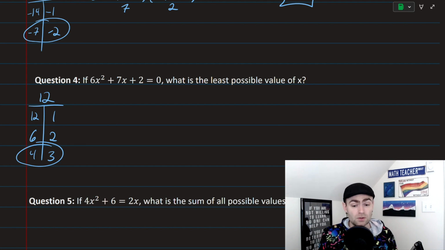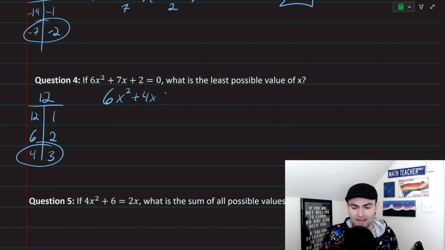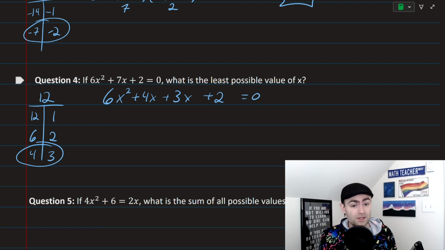So what I'm going to do is rewrite this, but instead of the 7, I'm going to split the 7 into 4x and 3x, because 4x plus 3x is 7, right? So 6x squared plus 4x plus 3x plus 2 is equal to 0. This order here doesn't matter. If you switch the order, the list of your factors is going to be in the opposite order of mine. What I have first, you're going to have second, and what I have second, you're going to have first.